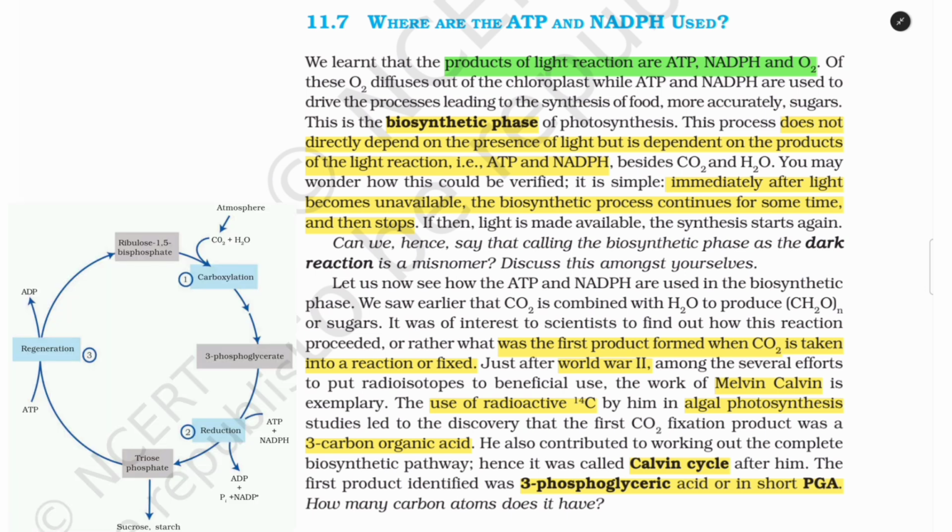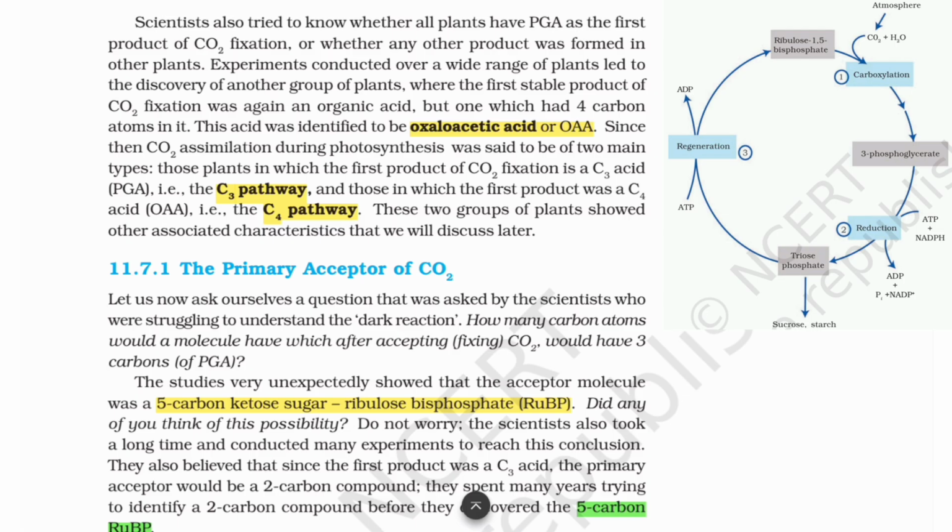The first product identified was 3-phosphoglyceric acid, or in short PGA. How many carbon atoms does it have? Scientists also tried to know whether all plants have PGA as the first product of CO2 fixation or whether any other product was formed in other plants.